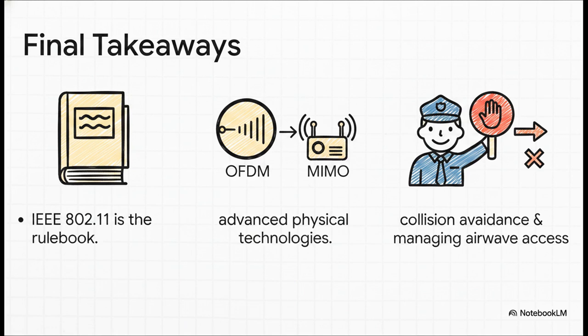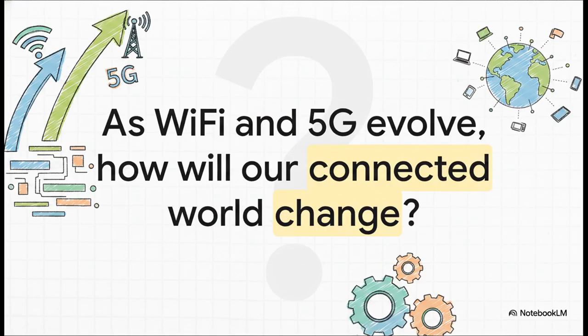Number 1, IEEE 802.11 is the official rulebook that defines what Wi-Fi is. 2, it uses incredible technologies like OFDM and MIMO to send signals really fast and reliably. And 3, it uses the simple, polite CSMA/CA system to make sure all our devices can share the airwaves without chaos. And all this leaves us with a really fascinating question for the future.